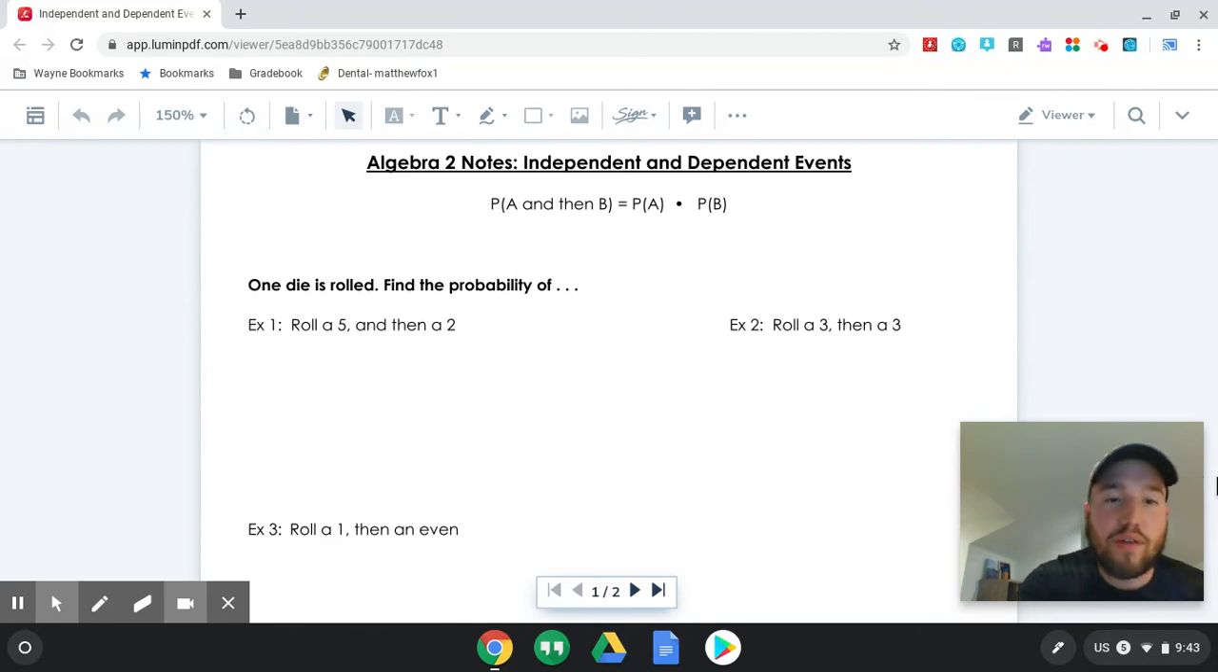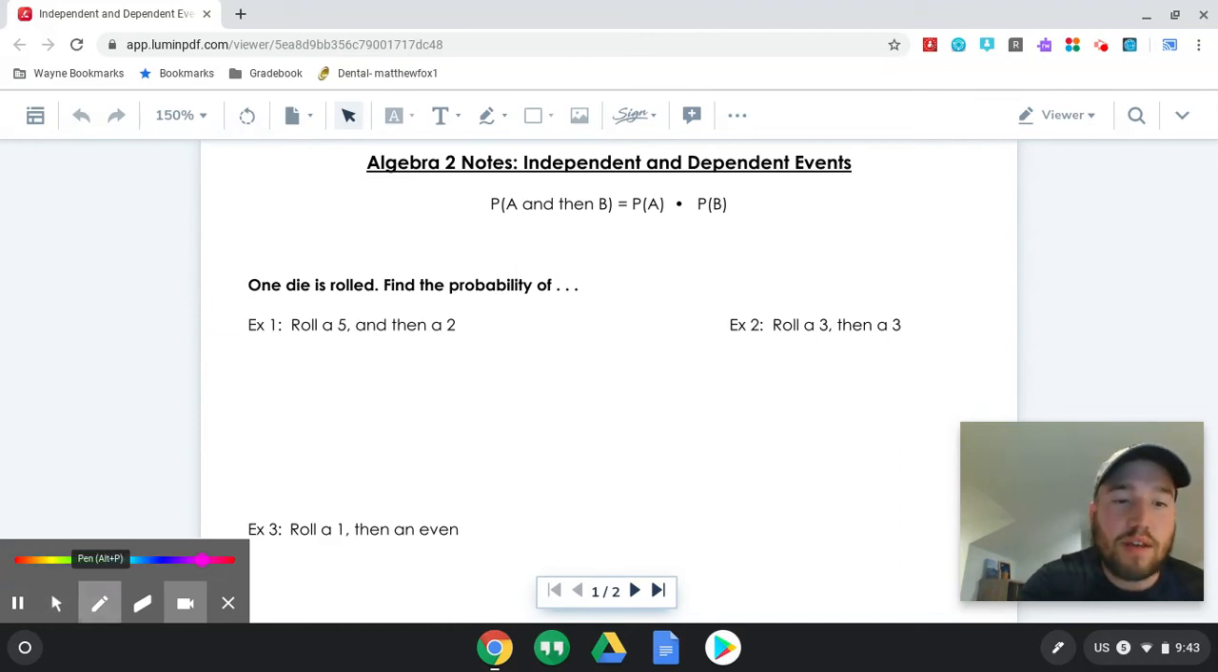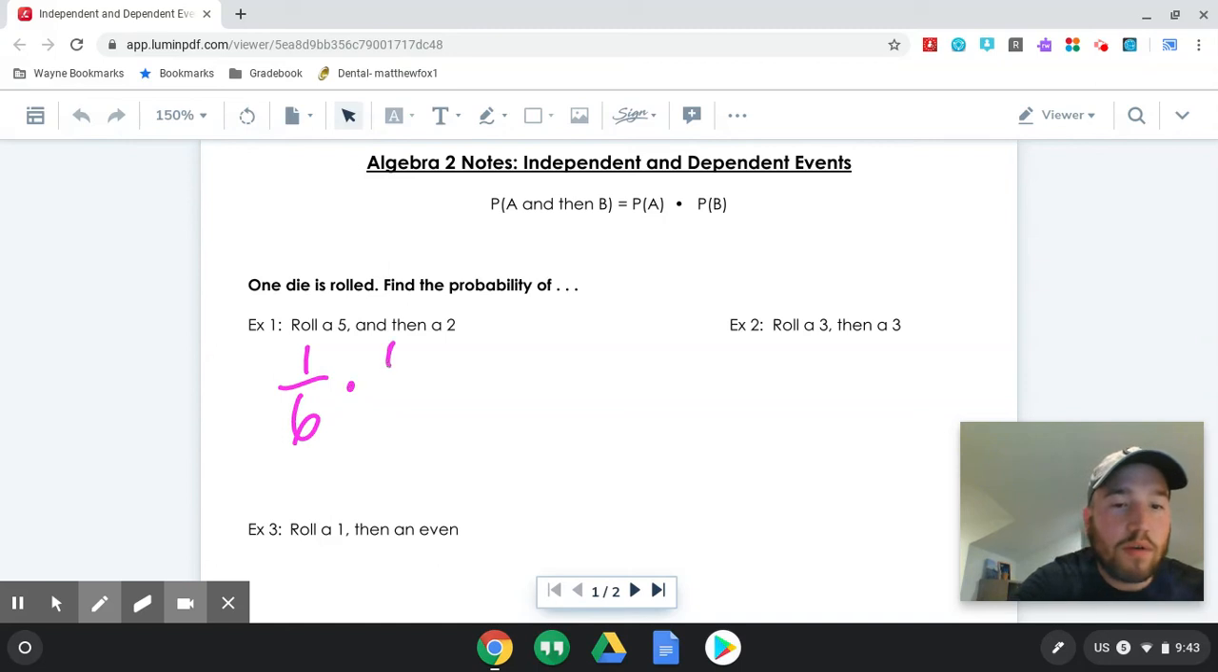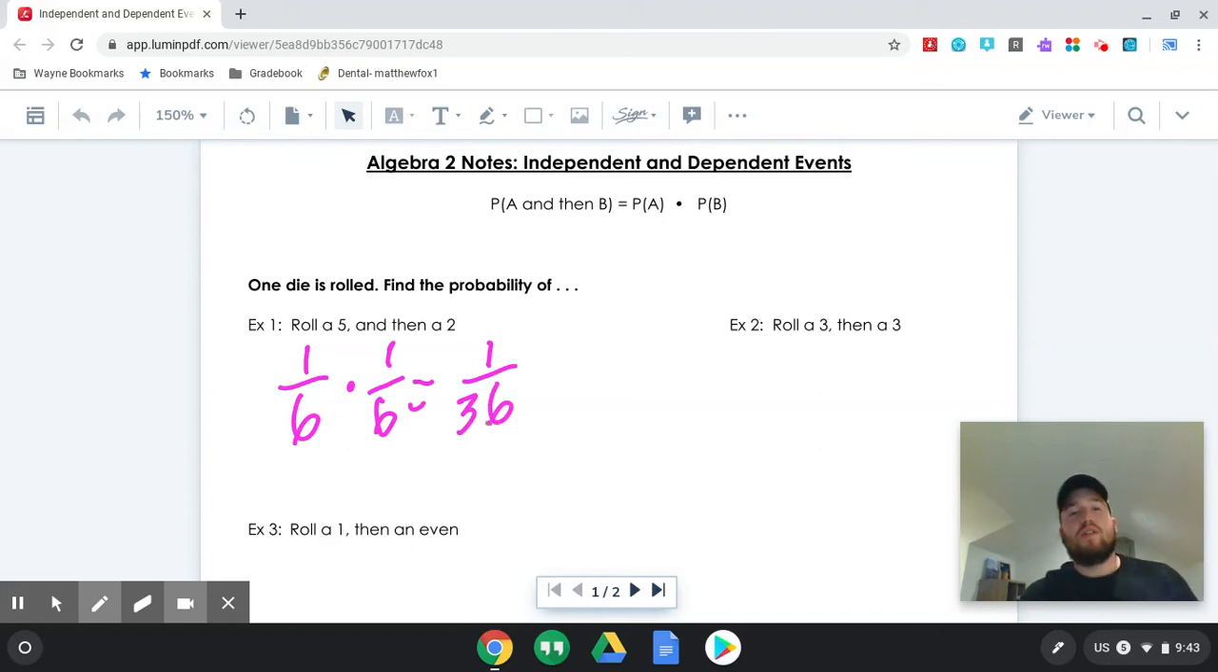So the chances of rolling a 5 would be 1 over 6. There's 6 things on our die, our standard die, and one of them is a 5. Now if I roll it again, chances of getting a 2 on my second roll would also be 1 over 6. Now all we have to do to get our final answer, we just multiply. So 1 times 1 across the top gives us 1. 6 times 6 gives us 36. We have a 1 in 36 chance of rolling a 5 on the first roll and then a 2 on the second roll.